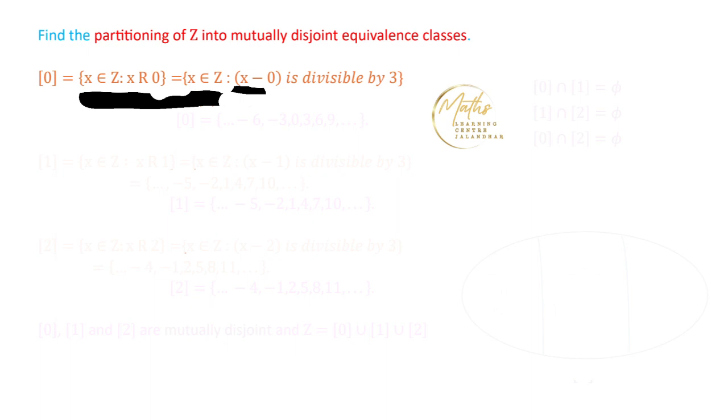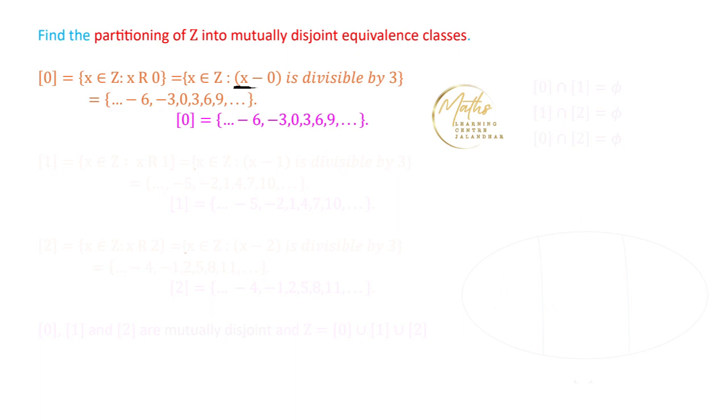So we are saying the integers for which x minus 0 is divisible by 3 are 0, 3, 6, 9, and so on, and minus 3, minus 6, and so on. These are the elements which are related to 0. So what we obtain is the equivalence class of 0, this set. All these elements are related to 0 by this relation.